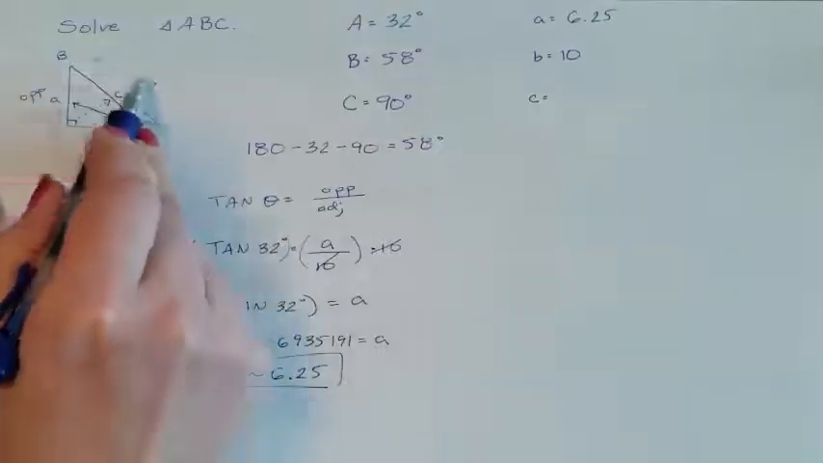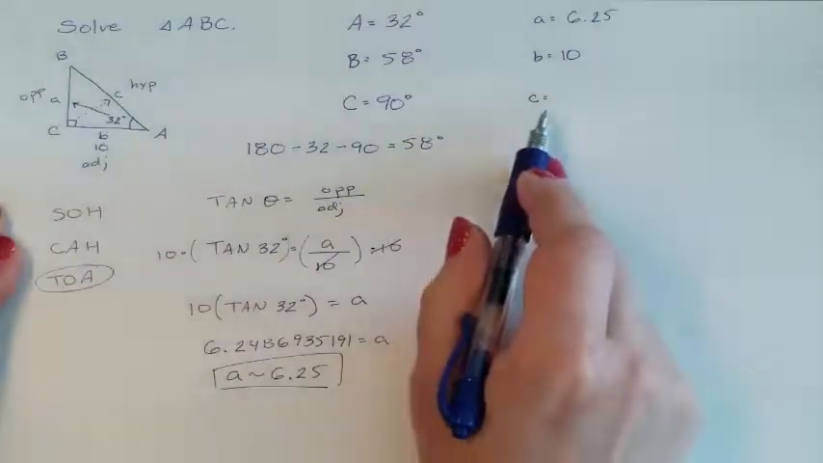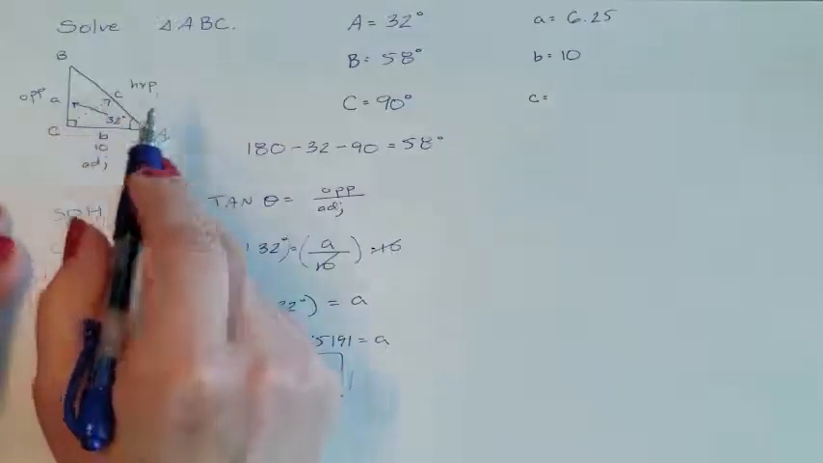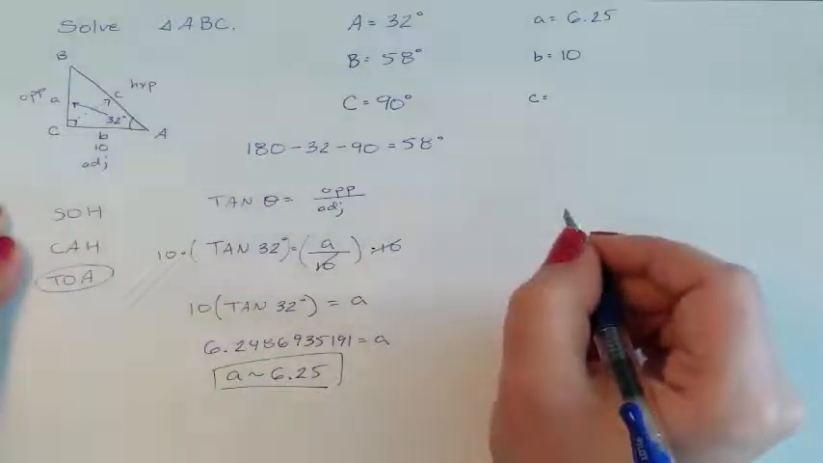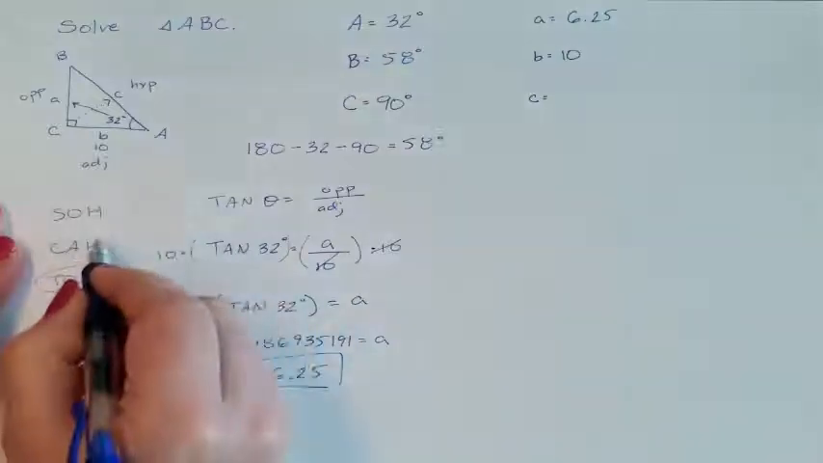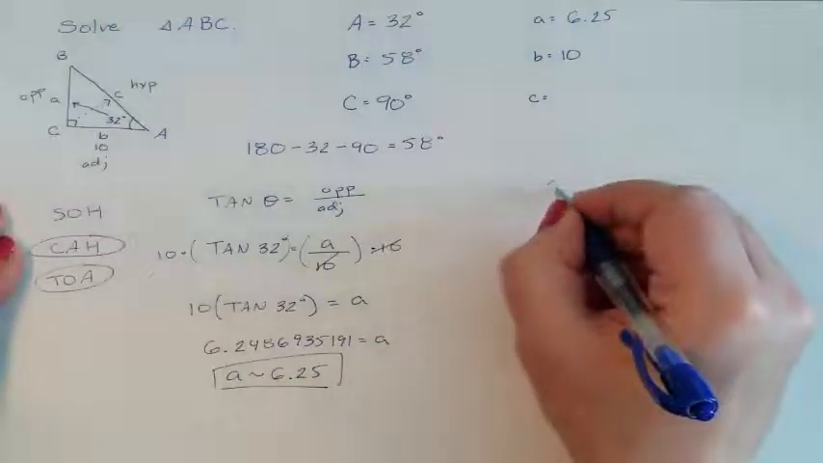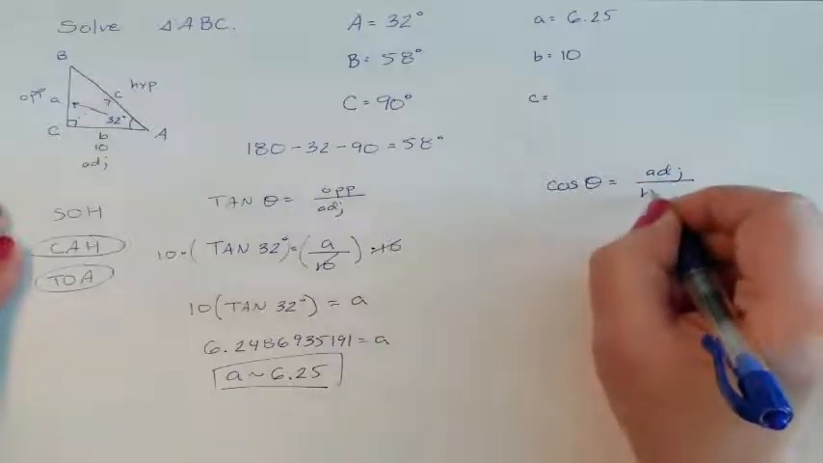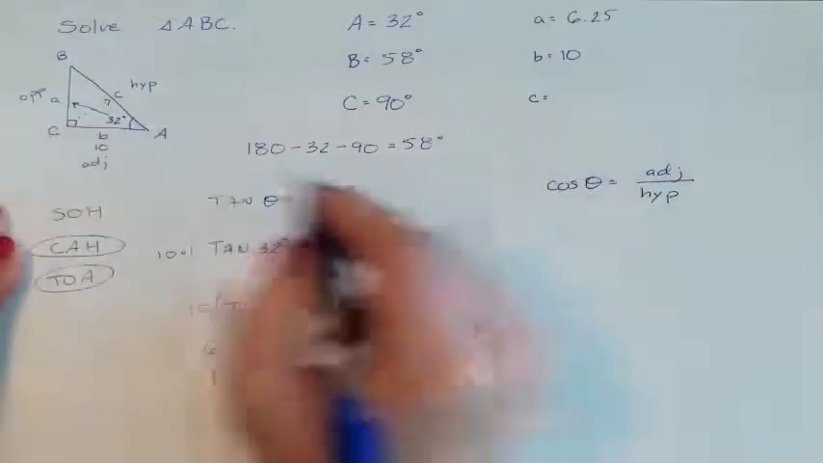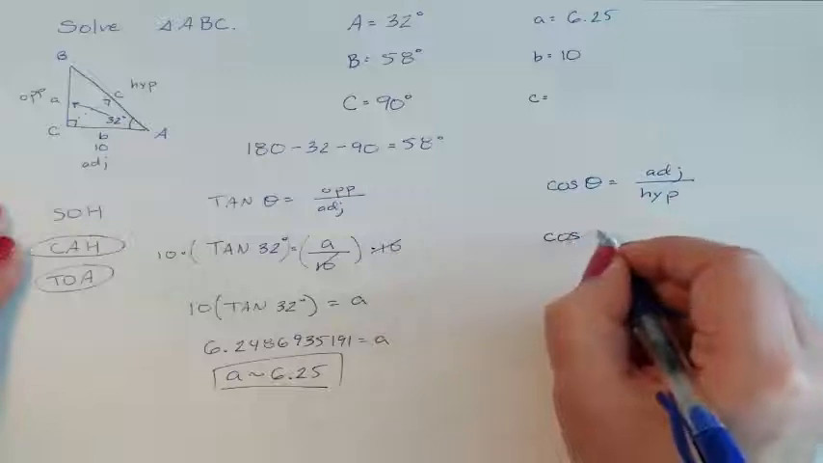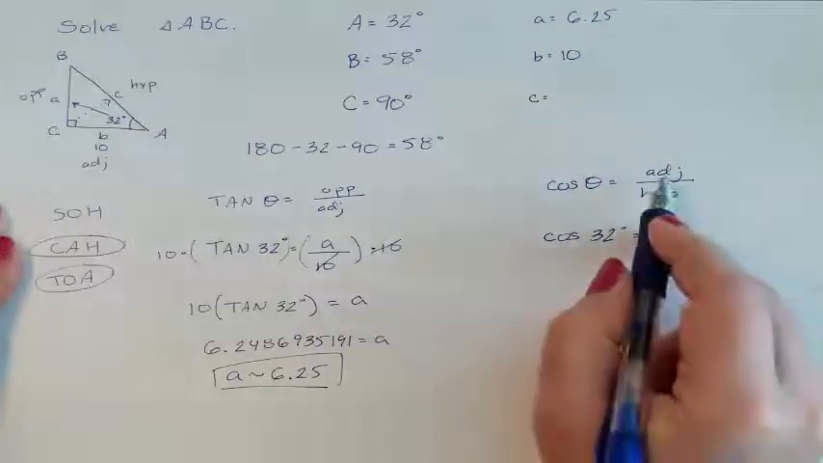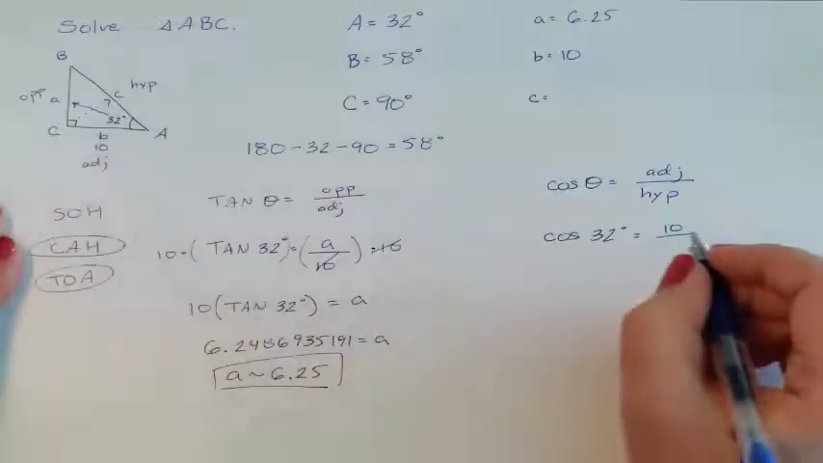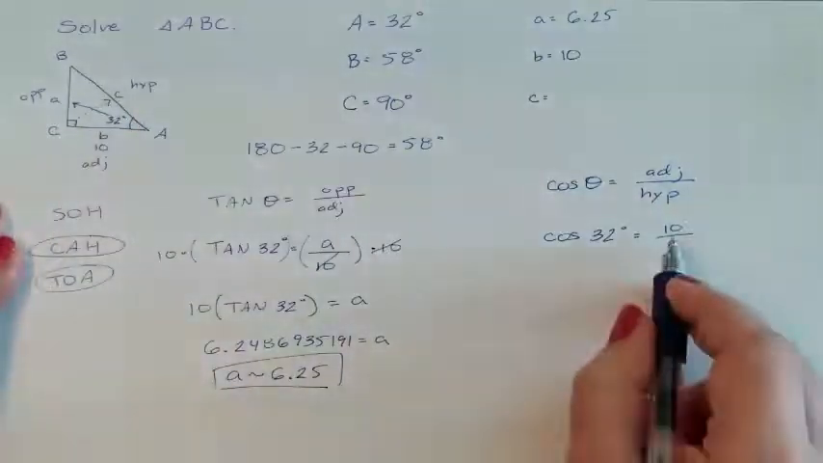Now I need to use what they gave me to find length C. I have the adjacent, I need the hypotenuse. So come back over here to do SOHCAHTOA again. So adjacent and hypotenuse would have been cosine. So we're going to use cosine of theta, and that's supposed to be adjacent all over hypotenuse. I'm using the 32 degrees that they gave me. So cosine of 32 degrees is my adjacent, which is 10, all over my hypotenuse that I do not know, which is C. C is in the denominator.